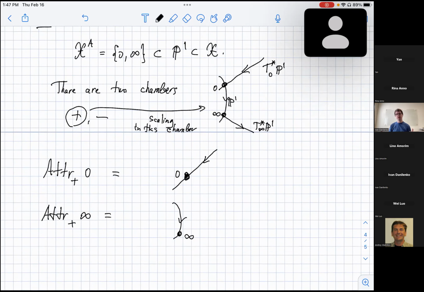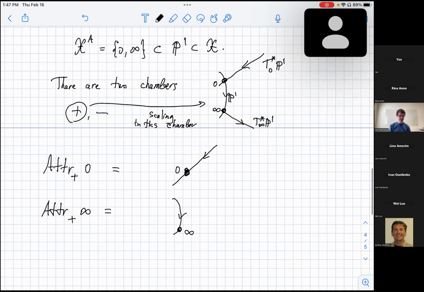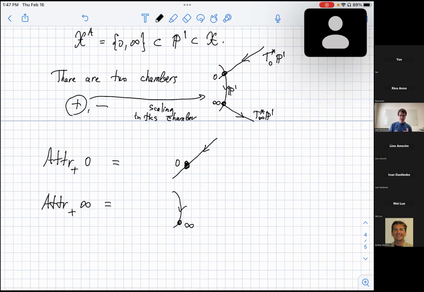So that's if we try to do it in the easiest possible way, but it turns out that these objects don't behave quite well if we try to perturb our situation. So which object doesn't behave well? I'll show in a second. The second attractor will not behave well.